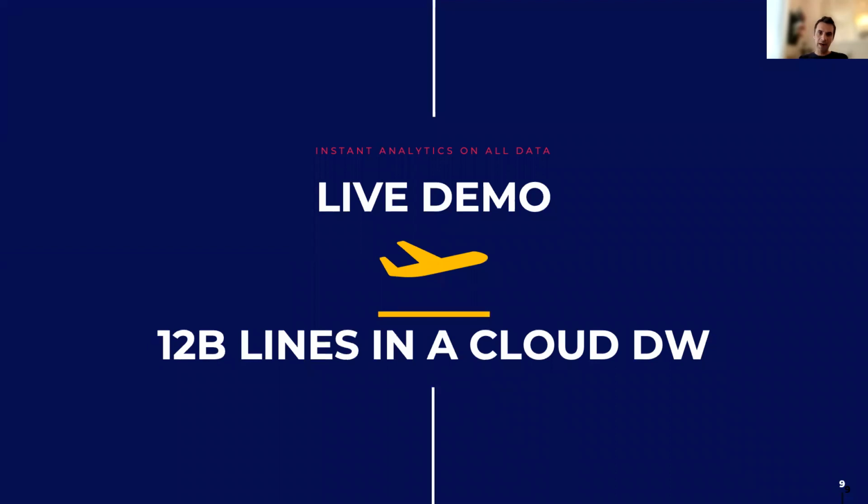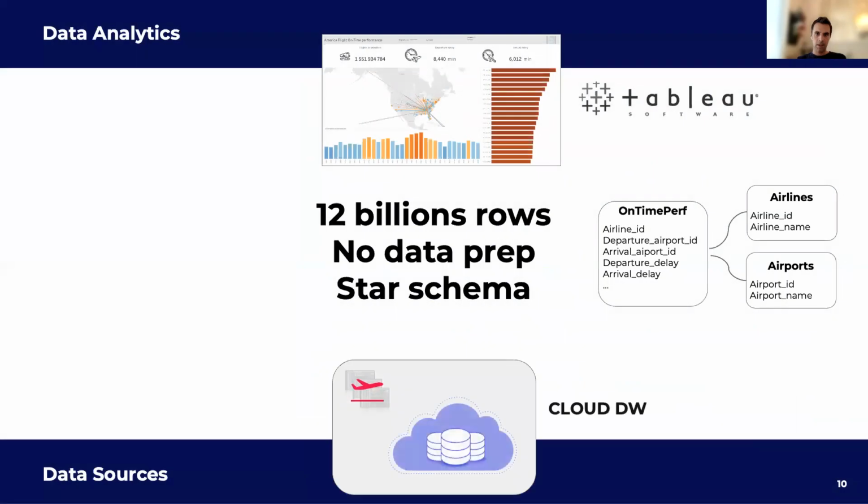So I will now perform a live demonstration on a classic use case. We'll see what it actually looks like to request 12 billion lines on a cloud data warehouse. So for this demonstration, I will use a very fast cloud data warehouse. I will use Snowflake. I loaded open source data on US air traffic into my data warehouse. So it contains all intra-US flights by airline, airports, date, departure and arrival cities, etc.